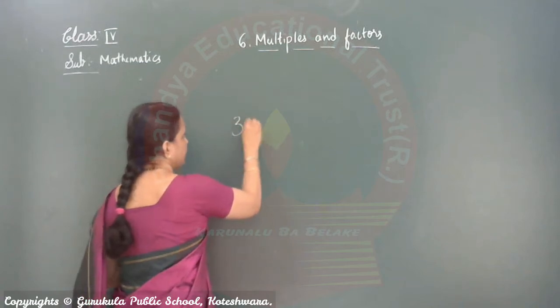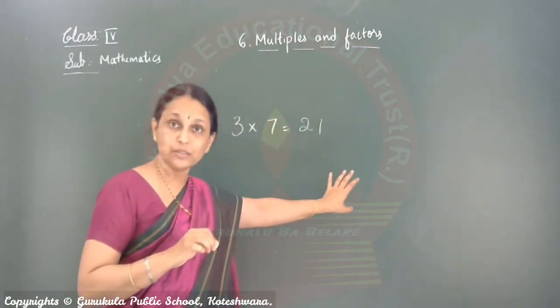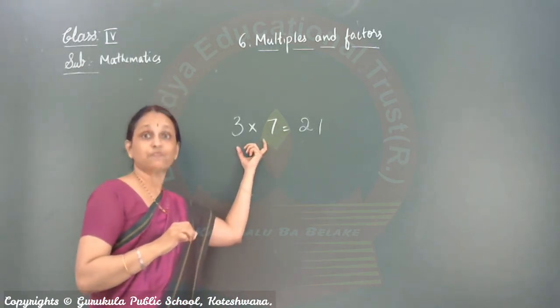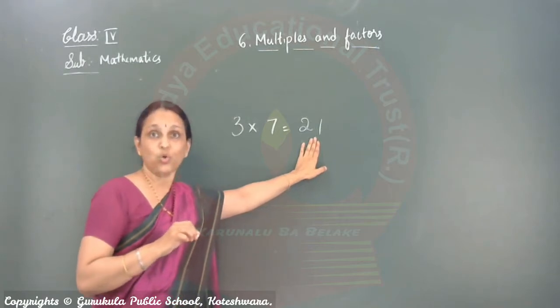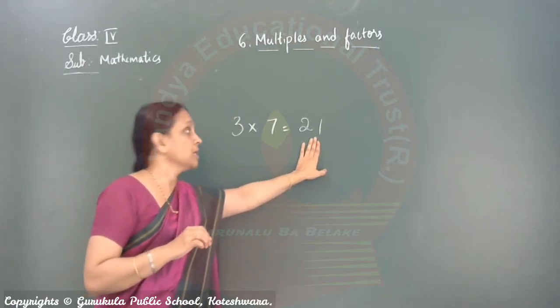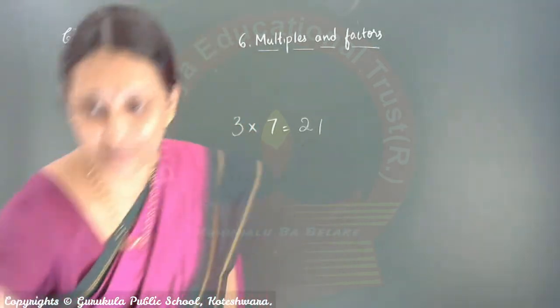Suppose, take an example. 3 into 7 is equal to 21. 3 and 7 are factors. 21 is the multiple. I hope you have understood this. Yes? So, let us learn something more about these factors.